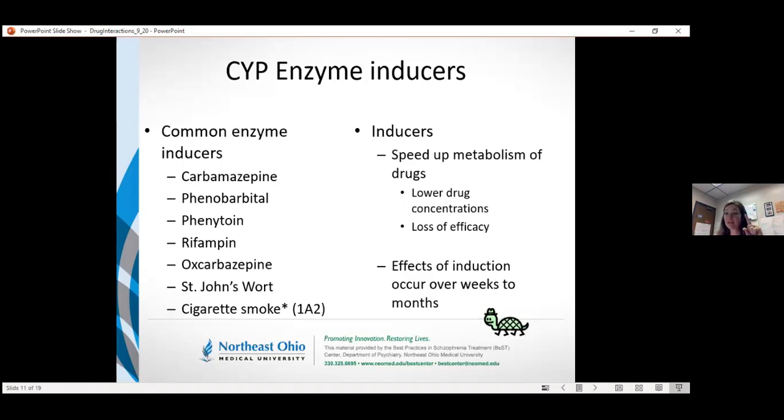Cigarette smoke is in there. That's tobacco smoke. So if individuals are exposed or they themselves smoke tobacco cigarettes, there are aromatic hydrocarbons in there that actually can induce some of your liver enzymes, and it makes you process some of the drugs a little bit faster. That's important for agents such as clozapine and olanzapine.